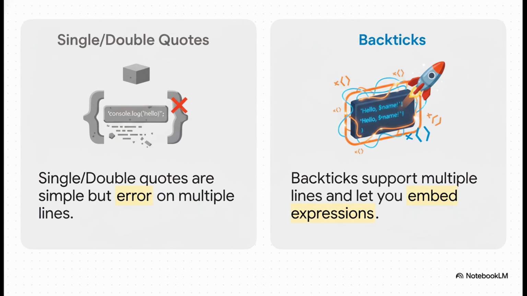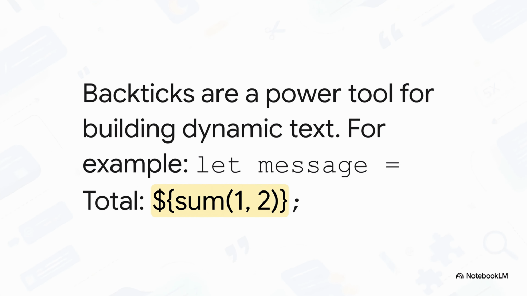And this right here really shows you the difference. Single and double quotes are fine for simple one-line text, but backticks, oh, they are a major upgrade. You can write strings that stretch across multiple lines with no problem. And this is the big one. You can embed variables or even function calls directly inside the string. I mean, just look at this example. See how clean that is? We're calling a function and its result gets plopped right into our string. This feature is called template literals, and it is an absolute game changer for building dynamic text on the fly.